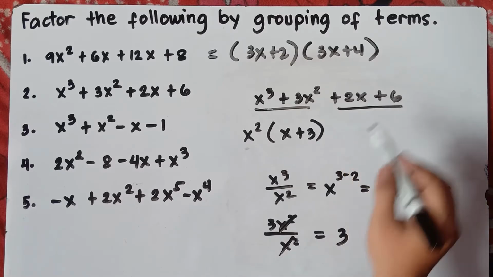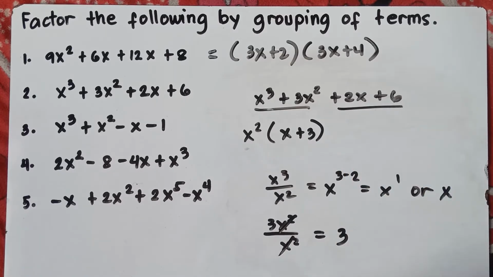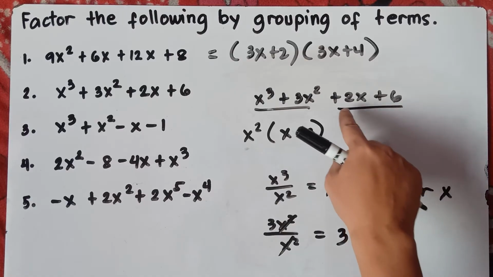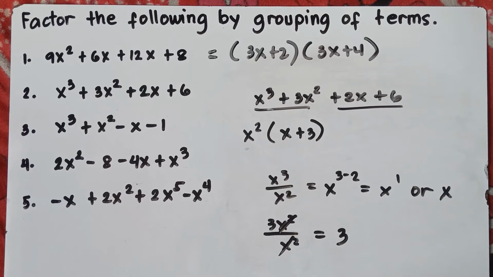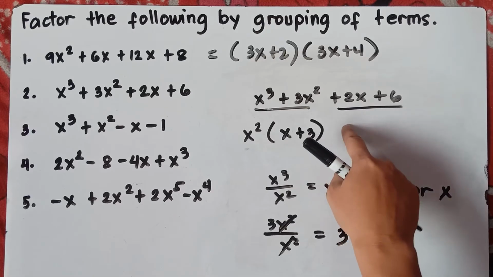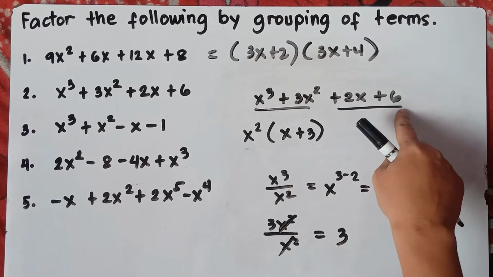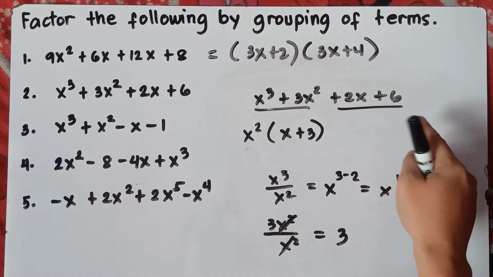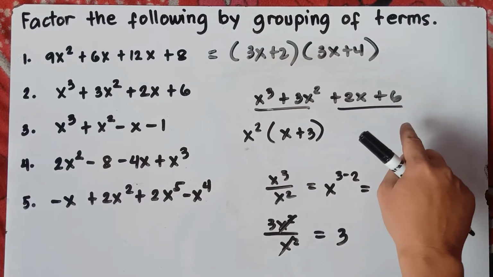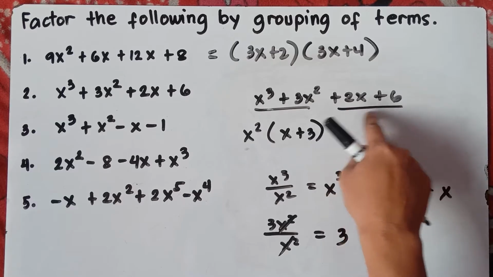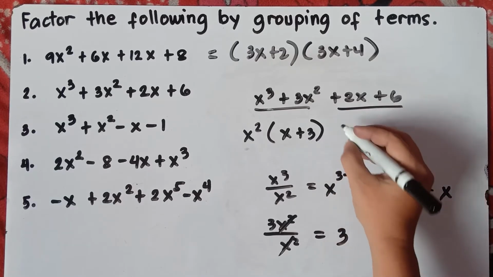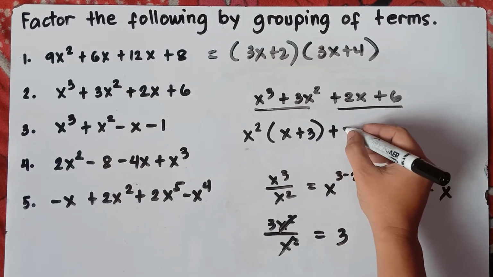Next, we factor the third term and the fourth term. So what would be the common factor for the number 2 and 6? Yep, that would be positive 2, right? For the GCF, can we divide 2 by 2? Yep, 2 divided by 2 is 1. Can 6 be divided by 2? Yep, we can divide 6 by 2. 6 divided by 2 is 3. So therefore, the GCF of 2 and 6 would be 2. So plus 2, positive 2.